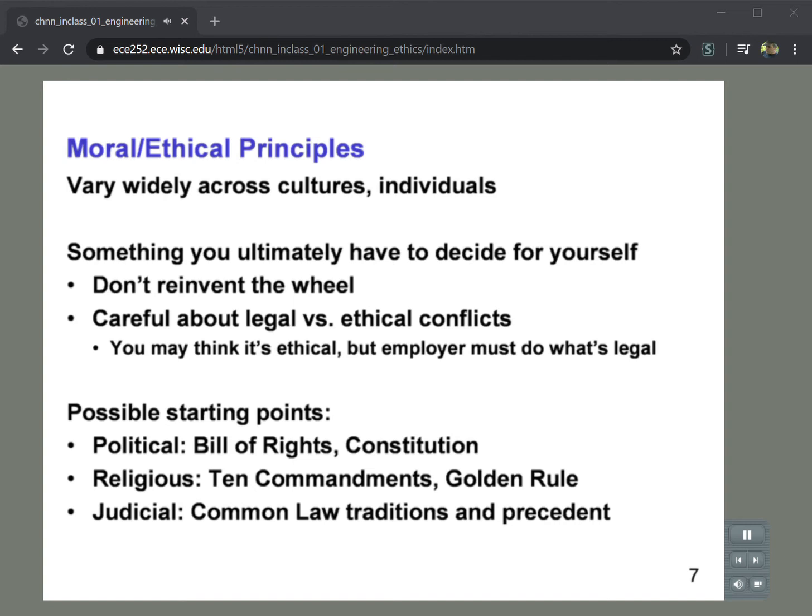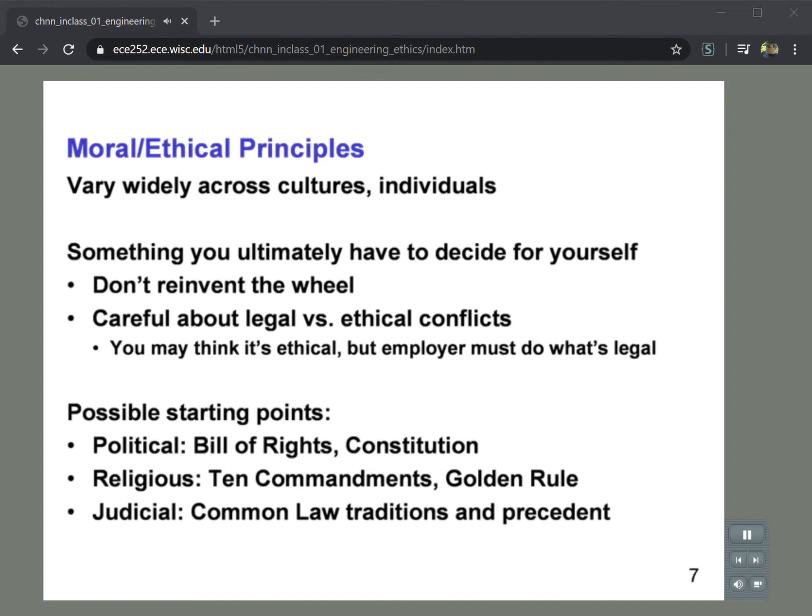So, okay, what are some possible starting points for building up a set of moral or ethical principles that you might choose to apply in your professional life? Well, you can start in the political realm, maybe with the Bill of Rights and the U.S. Constitution. You could start in the religious realm, maybe the Ten Commandments, or even something simpler, the Golden Rule, or maybe in the judicial realm. You can look at something like English common law, which dates back hundreds of years and has established many traditions and legal precedents governing the interactions and the rights and the responsibilities of citizens.